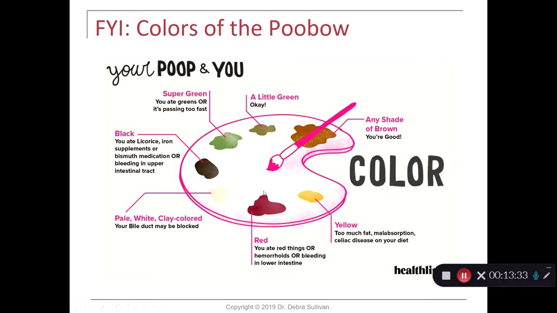Red is indicative that you've probably eaten a lot of food dye, but if it's on the outside of the stool, then you probably have hemorrhoids or some bleeding in your lower digestive system, your lower intestine. If it comes out white, then your bile duct is blocked. If it comes out black, let's hope that you've eaten a lot of licorice or iron supplements or some type of bismuth. Because if you haven't, then most likely what's happening is in your upper intestinal tract you are seeing some bleeding and your blood is being digested.